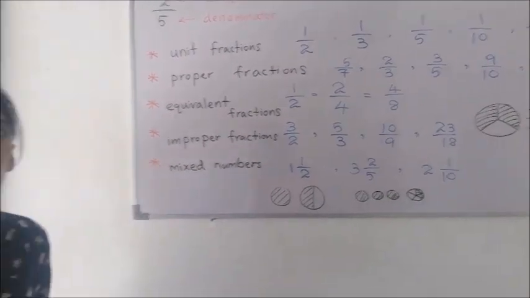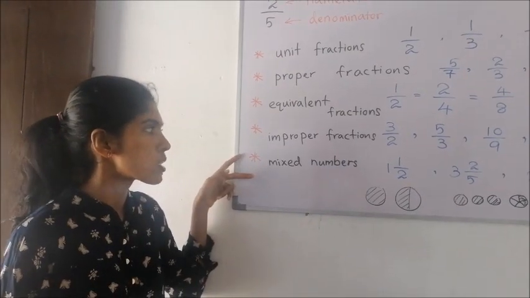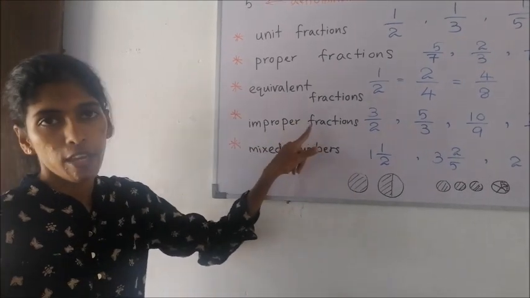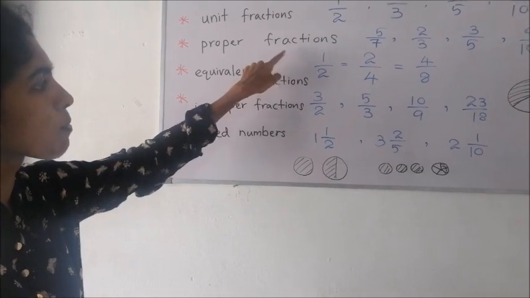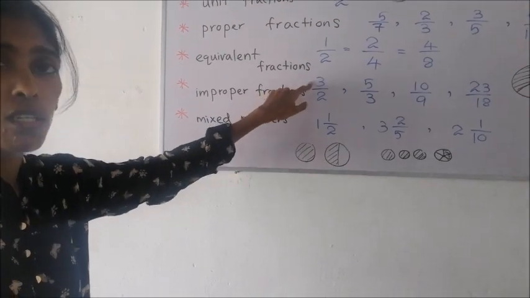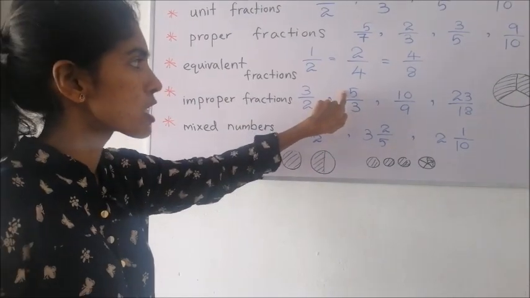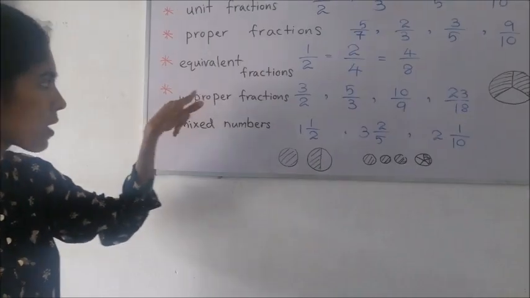Next, this year you learn about two new concepts. What are those? Improper fractions and mixed numbers. Improper fractions means the upside down of these proper fractions, the opposite of proper fractions. See, the numerator is now bigger than the denominator. At that time we call such types of fractions what?